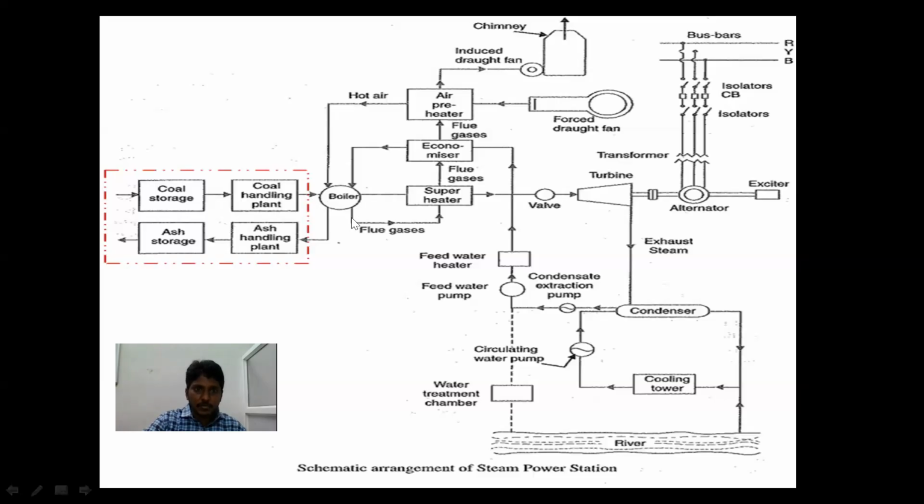Here in the combustion chamber, the ash remaining at the bottom of the combustion chamber is called bottom ash, and bottom ash will be collected directly from the boiler, while through the flue gases fly ash will be transferred. As I discussed at the start of the video, in the electrostatic precipitator the fly ash will be removed and taken outside of the plant, and we have to dispose of that. This is the typical layout of a thermal power plant.